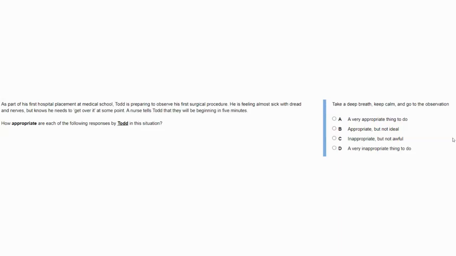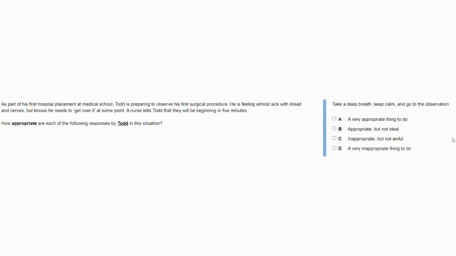Yeah, I think the thing is he's feeling almost sick with dread and nerves, but knows he needs to get over it at some point. Yeah. I don't know. It's a clinical situation, so I don't 100% know. But I think most of us would feel sick with dread before an exam as well. Yeah. Then once you get into it, you can recover. Yeah, I mean, it is between B and C, I think, but I don't know.